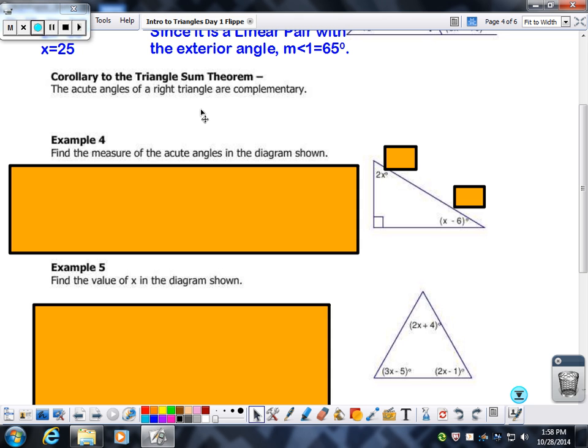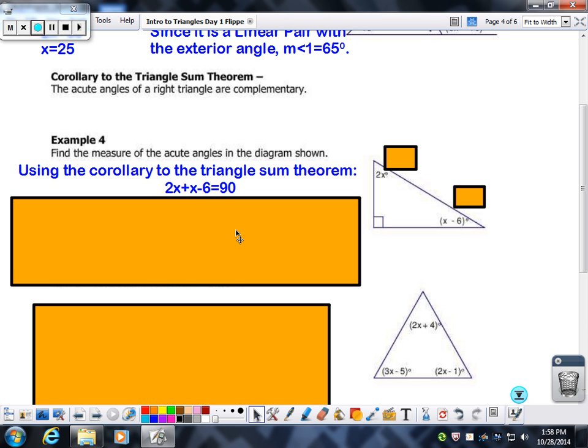Another theorem we have that is helpful, but it's not as important, is the corollary to the triangle sum theorem, which tells us the acute angles of a right triangle are complementary. Basically what that says is since this is 90 and the whole thing has to add up to 180, these two have to add up to 90. Makes things quicker, but you could always add all three of them and set it equal to 180.